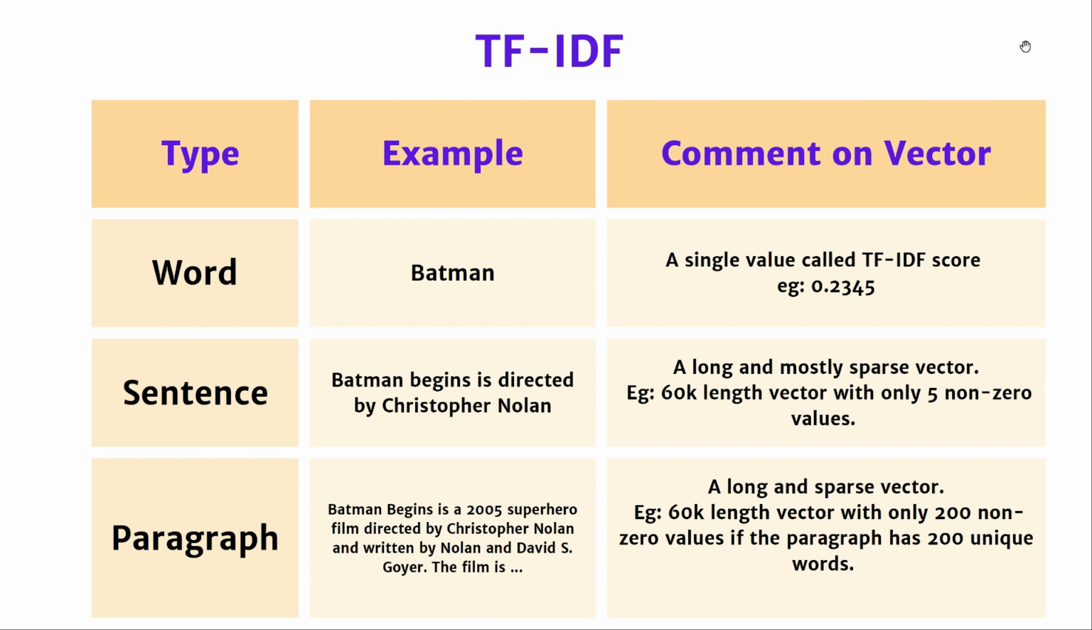For example, if you just take the word Batman, you know that TFIDF will calculate the TFIDF value for the single word Batman. Essentially, a word is represented as a single value called the TFIDF score. And remember that this TFIDF value captures how frequent this word is in a given movie plot or document, and also how rare it is across all the documents or the corpus that we have.